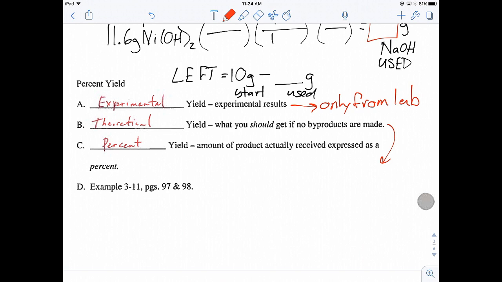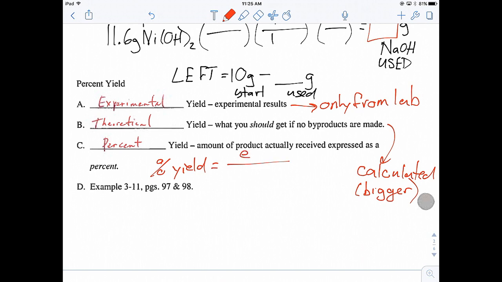This would be calculated, and this will always be the bigger value. Again, because not every single atom will react, our experimental yield in a real reaction would be less than that theoretical yield. The percent yield is simply a ratio of the two. If you remember, percentage is the part over the whole. So percent yield is the part that we made, which would be our experimental yield, over the whole, which would be our theoretical yield, and I'm abbreviating for the sake of space, and then times 100.